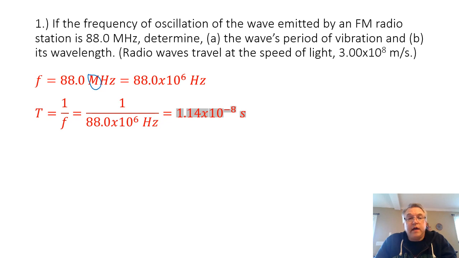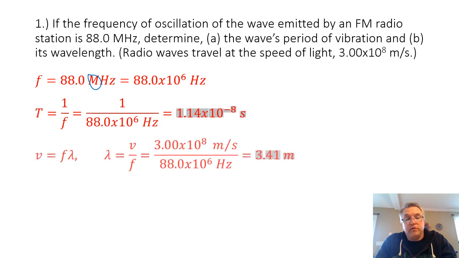Now to find the wavelength, I have to use my wave speed formula, v equals f times lambda. Remember, lambda is my variable for wavelength. I want to solve this for lambda, so lambda is going to equal v divided by f. My velocity is the speed of light, 3.00 times 10 to the 8th meters per second. Divide that by my frequency of 88.0 times 10 to the 6th hertz, and I'm going to have a wavelength of that radio wave of 3.41 meters.